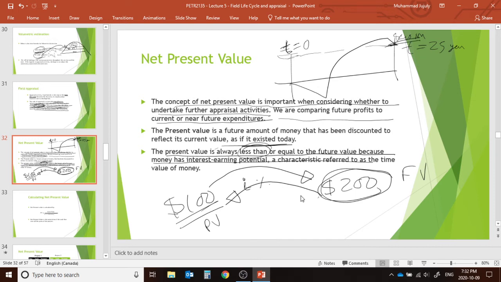How much does it actually worth right now, because that's $40 million after 25 years, not right now? So there's a discount factor, or in banks they call it the rate of interest. In this case we call it a discount factor. Based on this discount factor, depending on what the discount factor is and how long the timeline T is, this $40 million probably is worth something like $30 million right now.